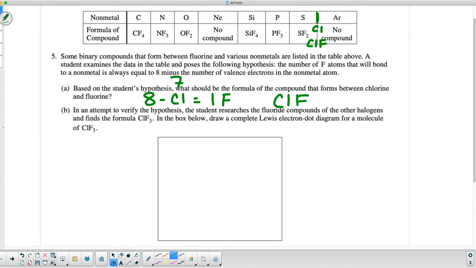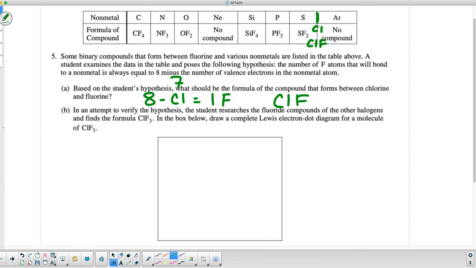Okay, in an attempt to verify the hypothesis, a student researches the fluoride compounds of other halogens and finds the formula ClF3. I hope I've been saying ClF and not CF. All right, well, you understand. I make mistakes like that all the time. In the box below, draw a complete Lewis electron dot diagram for the molecule ClF3.